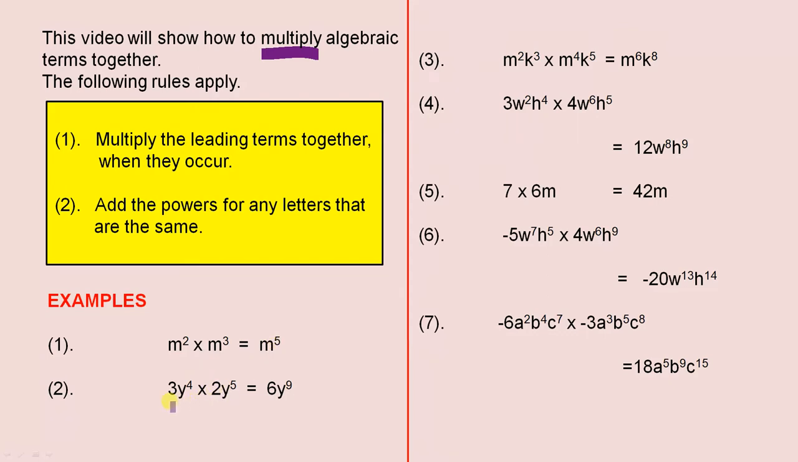Number 2, we have those two terms multiplied together there. Now here we have the leading terms. The leading terms are 3 and 2. So the rule says multiply the leading terms together. 3 2s are 6. So you don't add those because they're leading terms. They are multiplied together because of that sign. So there's your 6. Now, the two letters that are the same are y and y. So we add the indices. 4 plus 5 is 9. So there's your answer.